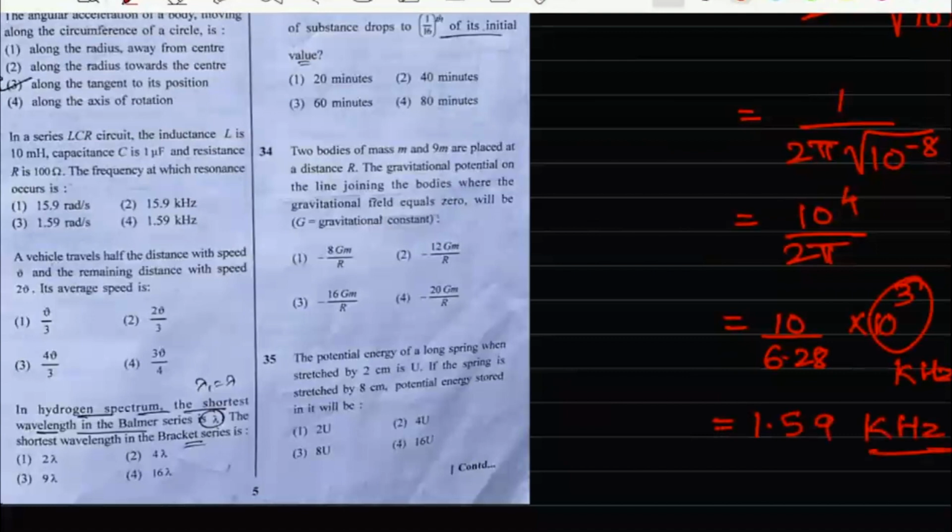2 pi f, and I would have got to 10 raised to 4, which doesn't seem to be an option here, right? There's no 10 raised to 4. The numbers are 159. We need to get the digits 1, 5 and 9. So let's keep this as 10 upon 2 pi, which is 6.28, and write it as 10 raised to 3. So this is nothing but kilohertz, and this 10 upon 6 would be giving me 1 point something, and you can just guess from here it should be 1.59, and I want it in kilohertz, so that's my answer.